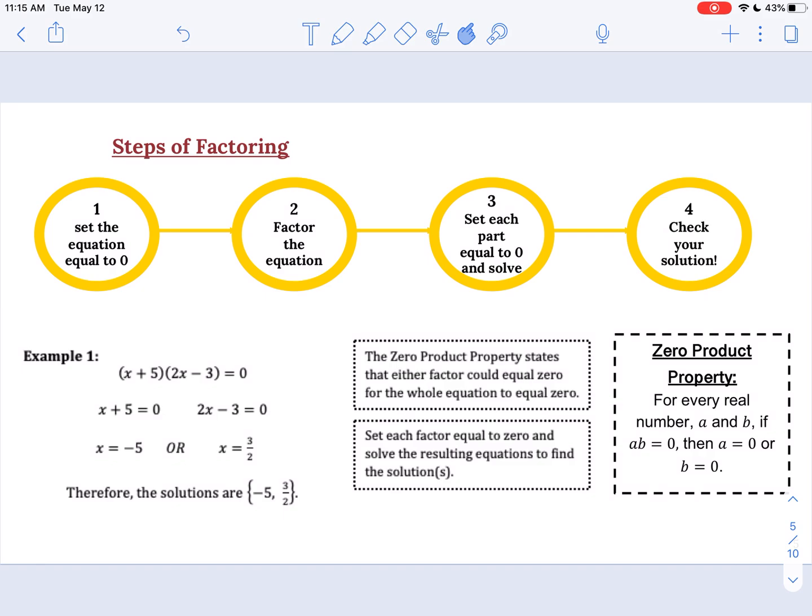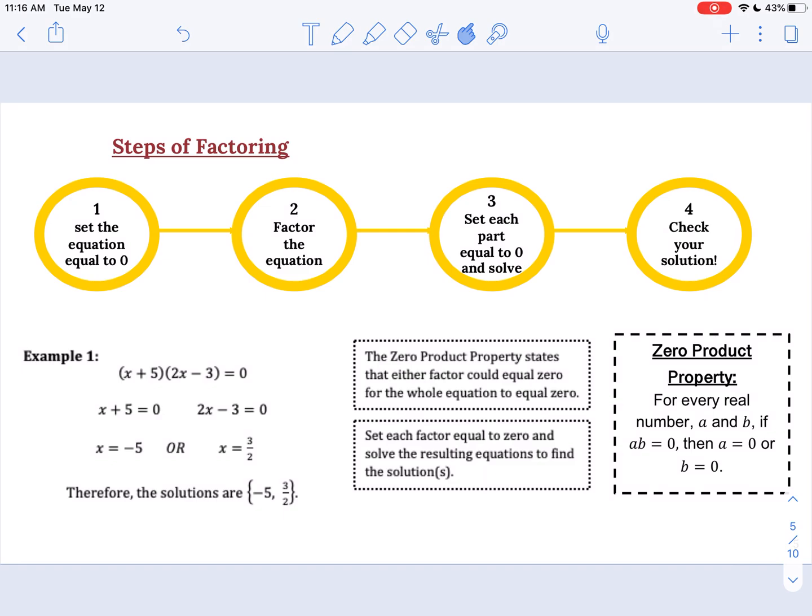So let's talk about steps of factoring. Throughout today's lesson, you're going to be applying each of these steps. The first thing you want to do is to set the equation equal to 0. If it's not already set to 0, you have to set it to 0 so that we can apply the zero product property. The second thing we're going to do is to factor the equation. You're going to take a look at that expression on the left or the right, and you're going to factor that expression using what we know from our last unit. Step 3 is to apply the zero product property, right?